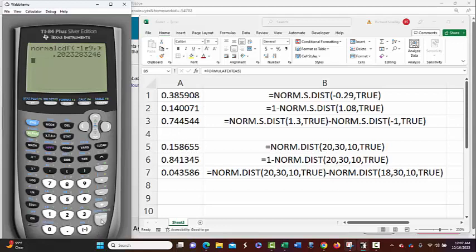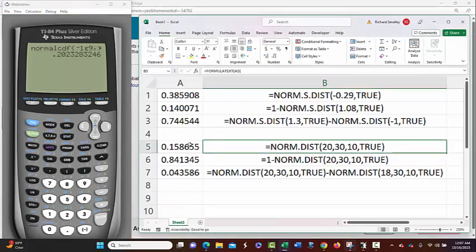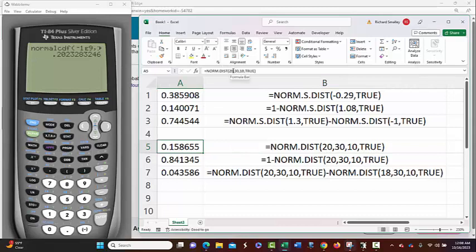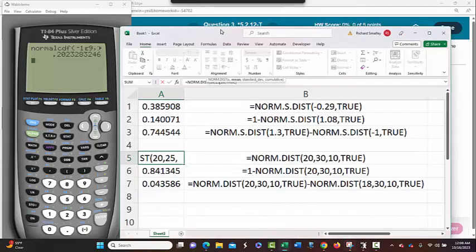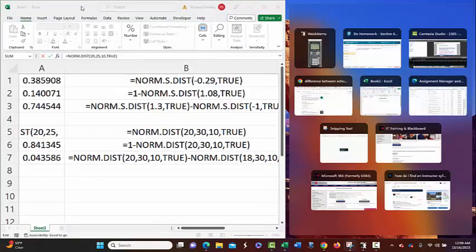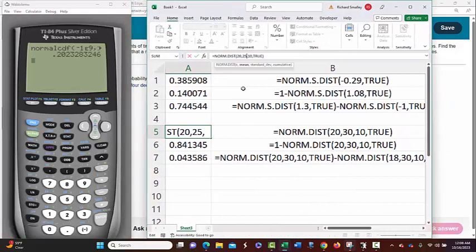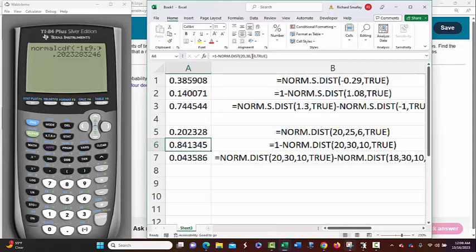All right, now let me put this in Excel. So less than will be the top one. And in Excel, we put the value we're checking, which is 20. And then 25 was the mean. And standard deviation, I believe, was 10. 6. Oh, I believe wrong. Oh, great. I hate when this happens. 6. So how about that? 0.2023, both answers. So I feel pretty good about that.